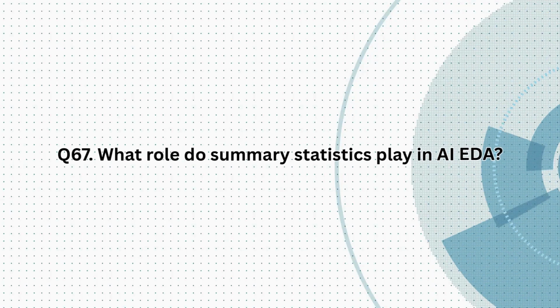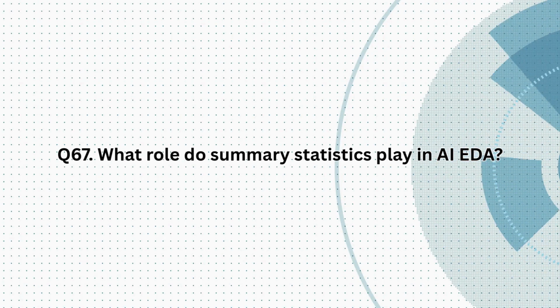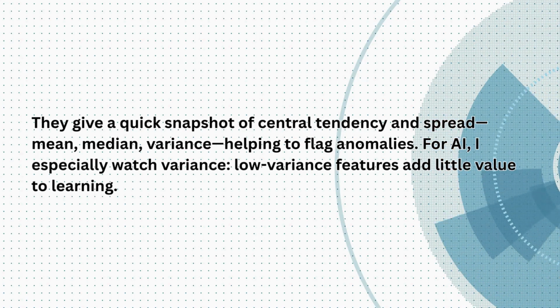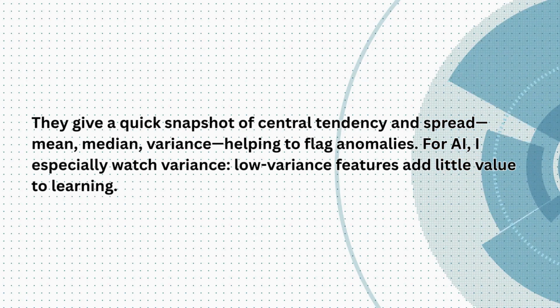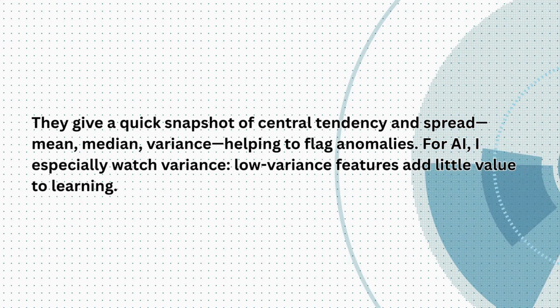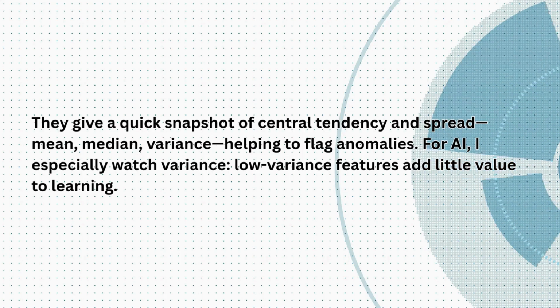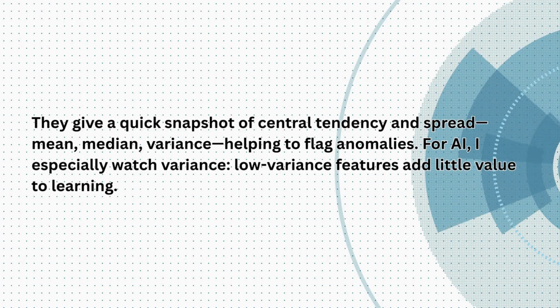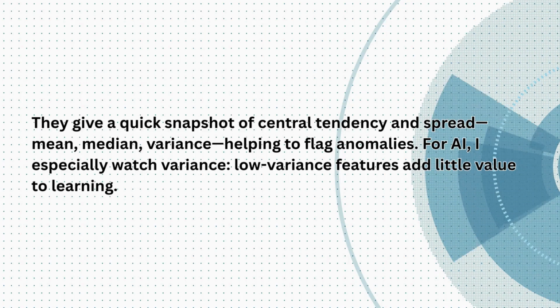What role do summary statistics play in AIEDA? They give a quick snapshot of central tendency and spread, mean, median, variance, helping to flag anomalies. For AI, I especially watch variance. Low variance features add little value to learning.